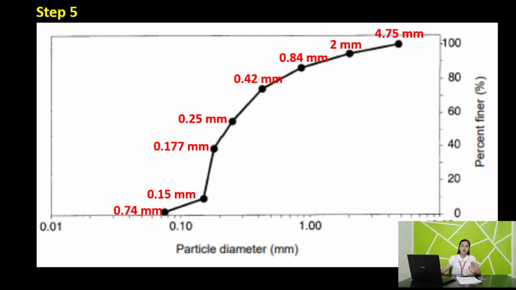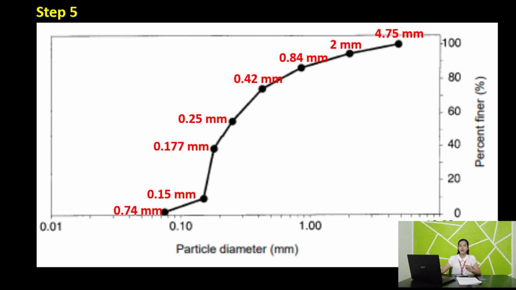Next, ang step number 5 is draw the graph or the distribution curve. So, unsa man ang pag-draw sa distribution curve? Kinahanglan nato ang number of sieves, sieve number, ug ang percent finer. Mao na siya ang pag-draw sa graph. Ang x-axis mao ang sieve number or sieve particles or particle diameter. So, diri sa sieve number 4, ang particle diameter niya is 4.75.